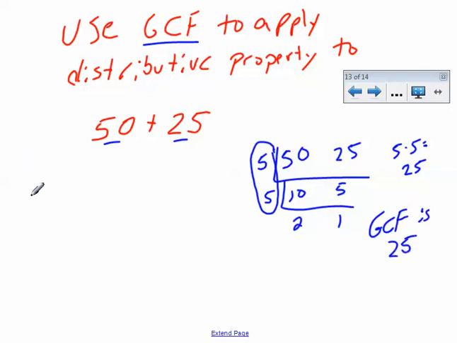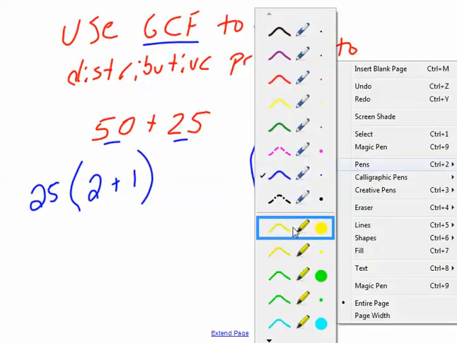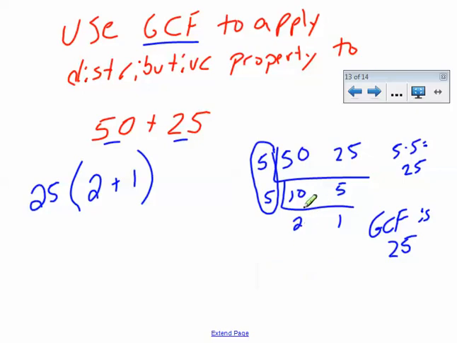So I'm going to go over here and I'm going to put the 25 outside the parentheses. And then I'm going to say, okay, what's 50 divided by 25? Well, it's 2. Plus, what's 25 divided by 25? 1. Close the parentheses. And there is the distributive property illustrated using GCF. And if you noticed again, look at those two things right there, how they ended up the same.